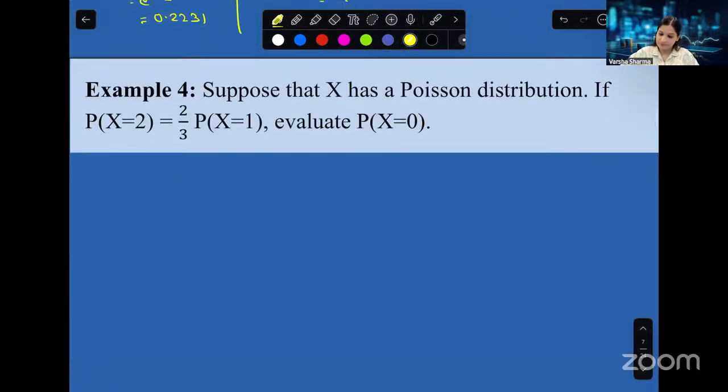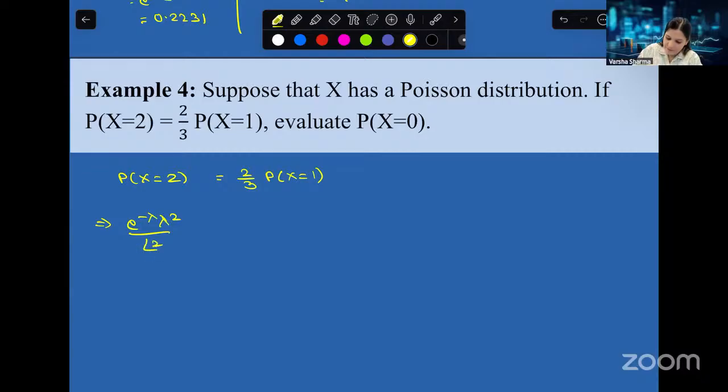Next, suppose that X has a Poisson distribution. It's given that probability of X equal to 2 is 2 by 3 times probability of X equal to 1. Using the formula e power minus lambda lambda power X by factorial X, we get e power minus lambda lambda squared by factorial 2 equals 2 by 3 times e power minus lambda lambda power 1 by factorial 1. E power minus lambda gets cancelled. Lambda cannot be 0, so one lambda can also be cancelled. So from here, lambda will be 4 by 3.